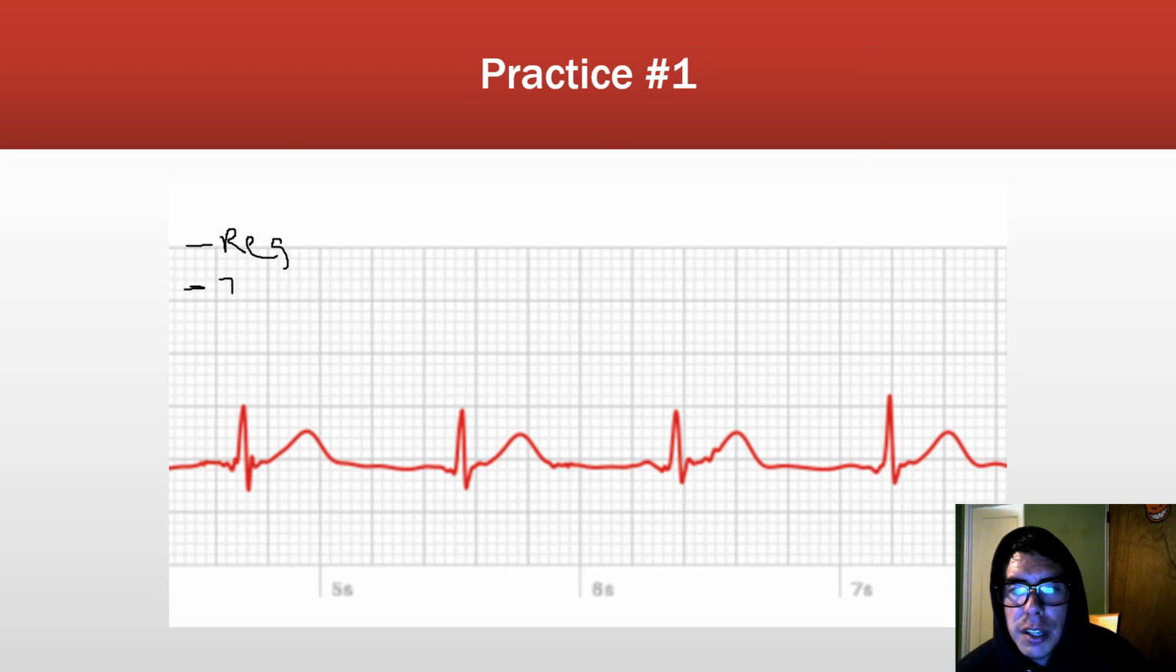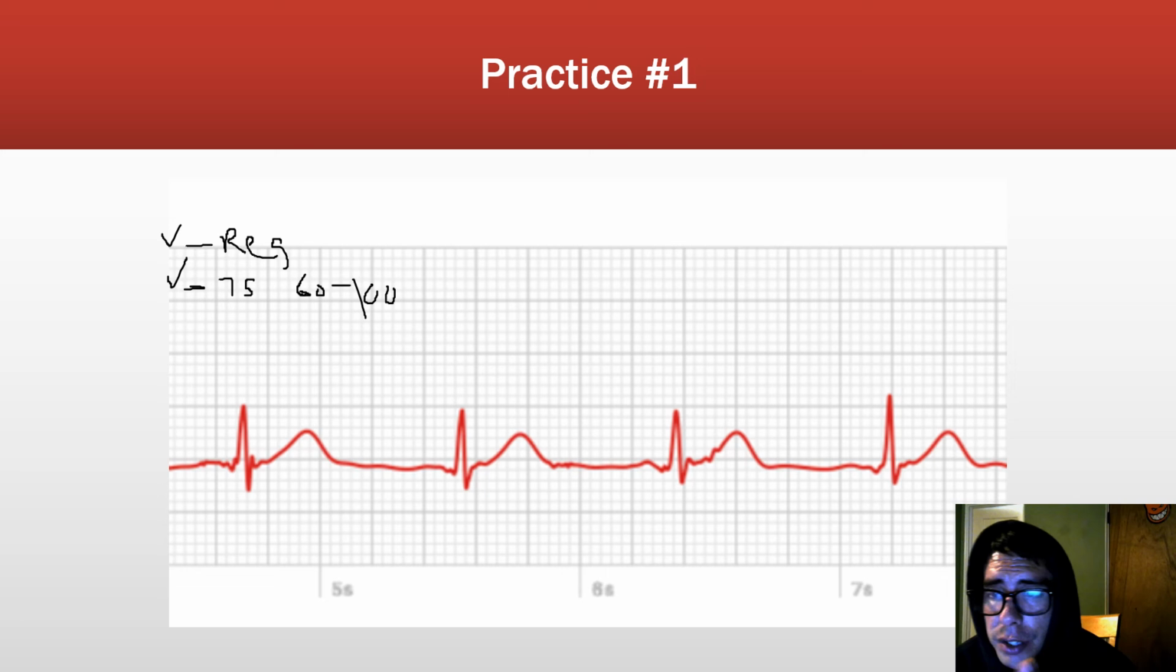So we're going to put that here. Rate is 75, and with that we're looking for it to be at the normal rate of between 60 to 100. So 75 is a normal rate, so we're all good there. We're regular, regular, normal rate. Now we're going to evaluate P waves. So we want to make sure there's 1 P wave for every QRS complex. We want to make sure there's no missing P waves or no extra P waves. So we do have one right there.